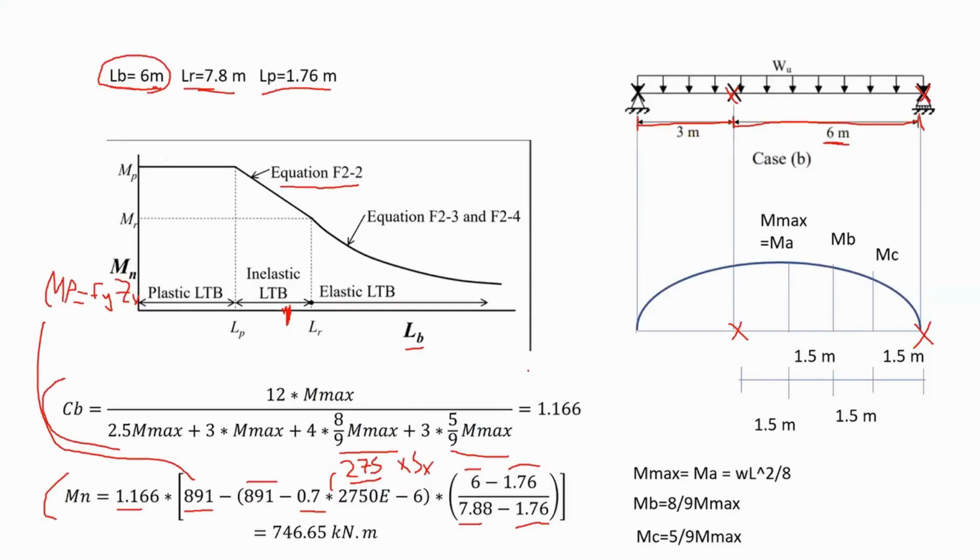Okay, now from here, I calculate my Mn. My Mn appears to be 746.65. Again, I have to compare it with MP. MP is 890, and Mn is actually less than MP. Therefore, I can say that the capacity of my member is actually 746 kilonewton meters. Lastly, according to LRFD, I'm multiplying with 0.9, and your member capacity would be 671 kilonewton meters. All right, now this is Mn.